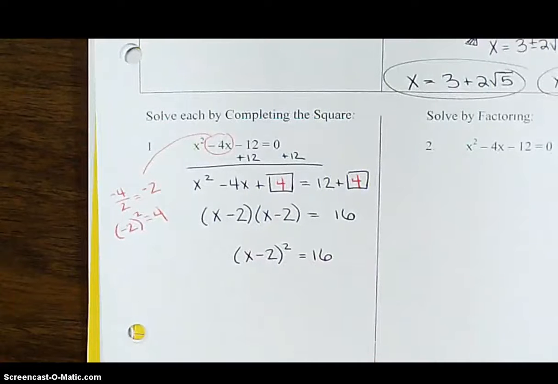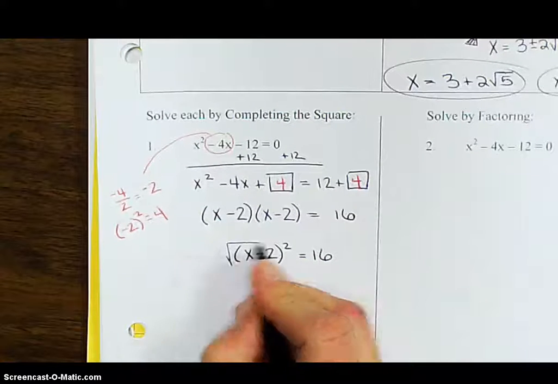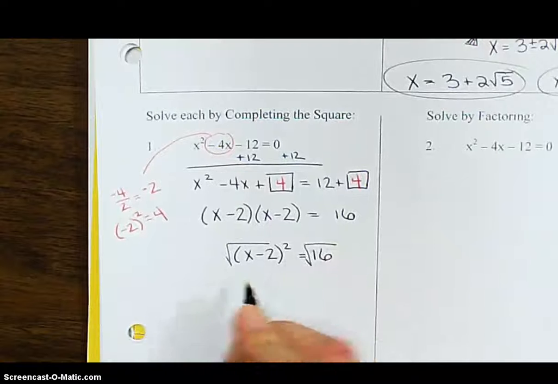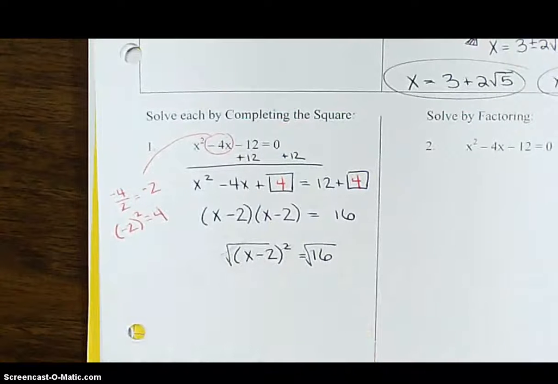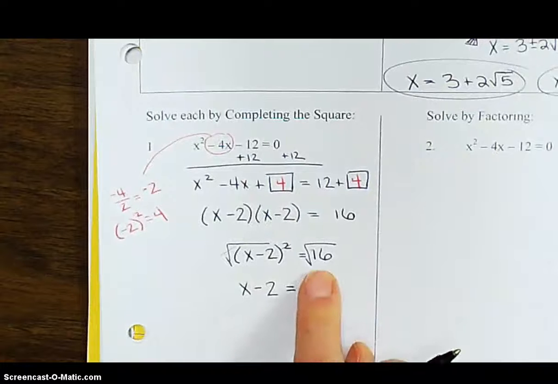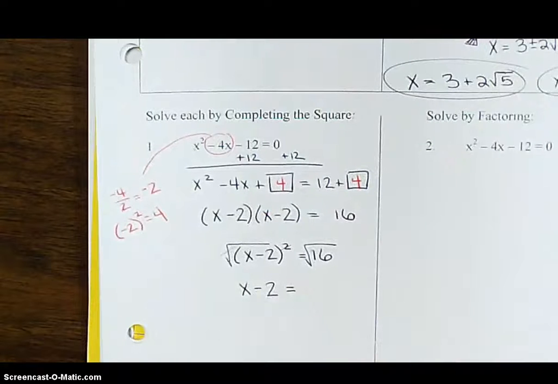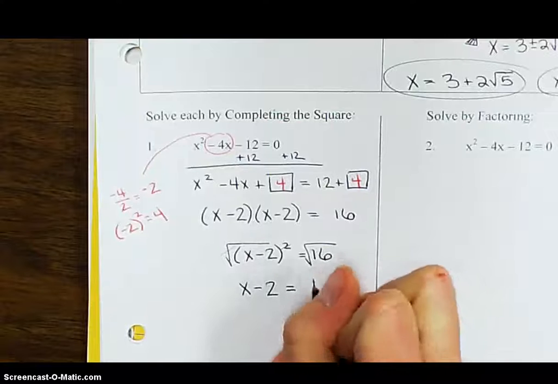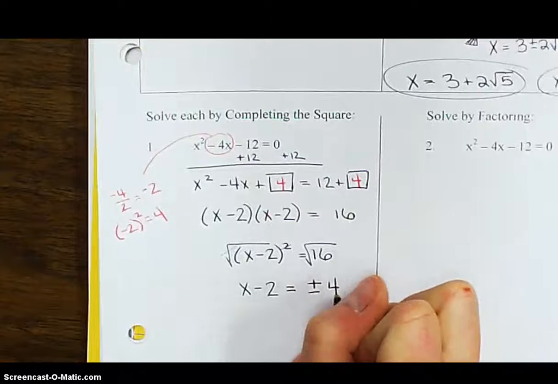Okay, now to get rid of that squared, we're going to take the square root of both sides. All right, and then the square and the square root are going to cancel. We're going to get just x minus 2 is equal to, ooh, look at that. 16 is a perfect square. So what's the square root of 16? It's positive or negative 4.